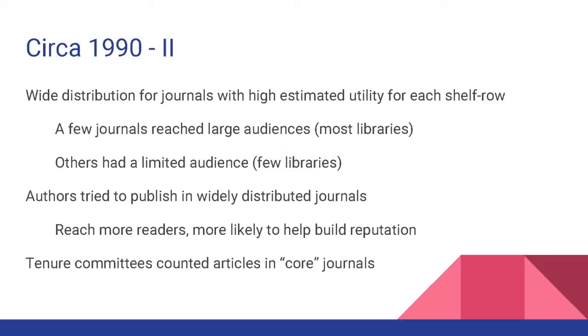And what that meant was authors took the wide distribution as a significant component in their decisions of where to publish. Because in the end, for an author, a paper that very few people read makes it hard for them to build a reputation based on that paper. And the final set, in addition to libraries and authors, are the people who are looking to evaluate the impact of the author's work. And they utilize the same measure that is designed originally for figuring out what the right subscriptions are to look at what the potential impact is. Tenure committees ended up counting articles in core journals.